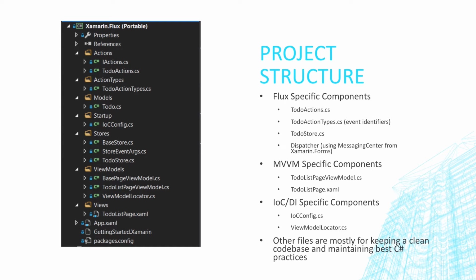The MVVM specific components are obviously our view and view model. And then for our inversion of control and dependency injection, we have an IOC config, which is going to register dependencies, and also a view model locator. Again, these are just other patterns that can play well with Flux. You obviously don't have to use these either. All the other files that you see are basically just trying to keep things abstracted, clean, and reusable in the code base.